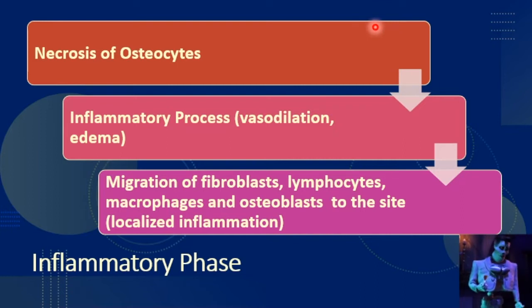Then later on, there will be your capillary buds, which will supply nutrients to promote the formation of the collagen, and then later on would allow calcium deposition. So remember, it is the collagen that would act as the matrix of the bone, where your calcium will be depositing. So that's what happens during your inflammatory phase. There is inflammation, and this inflammation is brought about by vasodilation. And due to the inflammation, it results in the migration of your fibroblasts, lymphocytes, macrophages, and osteoblasts.